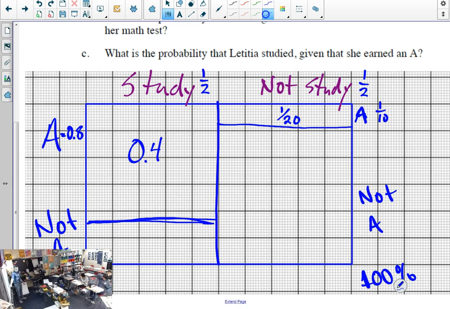What goes in this box over here? 1/10. What goes in this box? 0.45. If I look at this being 0.05, if I add them all up, I should get 100% from the inside of my table. And I believe those values are correct.